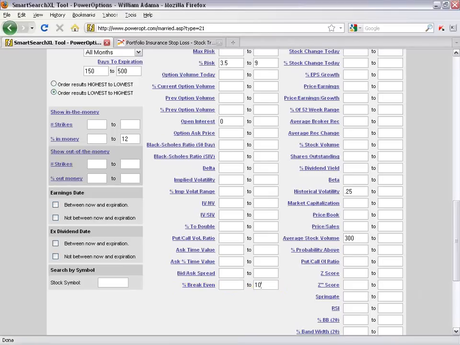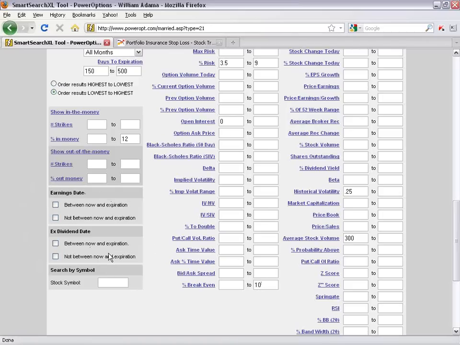What I wanted to discuss now is, continuing on the left-hand side, we do have columns or checkboxes, where you could select to screen only for stocks that do or do not have an earnings date between now and expiration, or do not have an ex-dividend date between now and expiration.